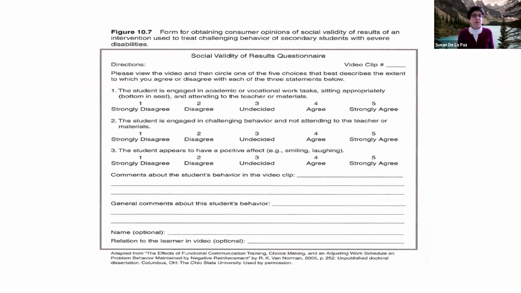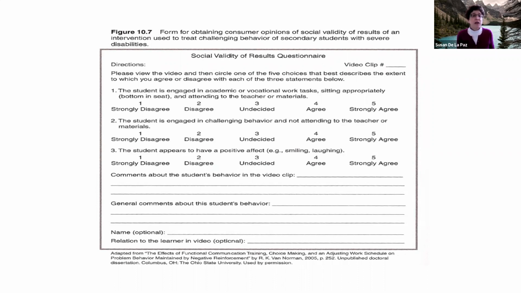Okay, let's look at another example, a different kind of form. It is also to get aspects of social validity. The first item here is the student is engaged in academic or vocational work tasks, sitting appropriately, and that's described, and attending to the teacher or material. So if the observation shows that that is actually true, then that would give some evaluation after the intervention that it was something which actually did improve the functioning of a student.